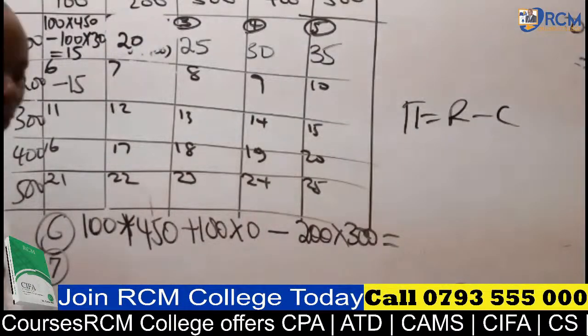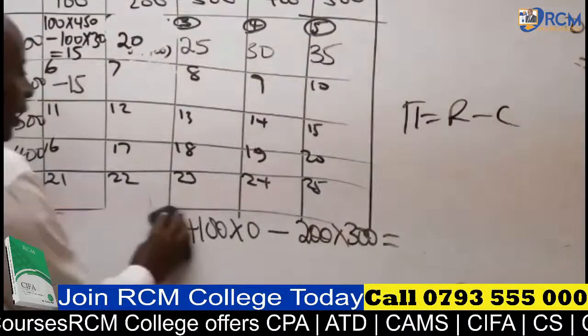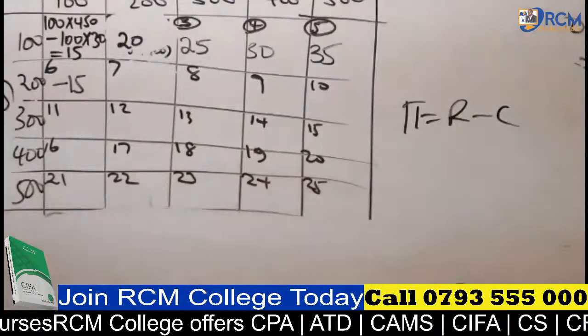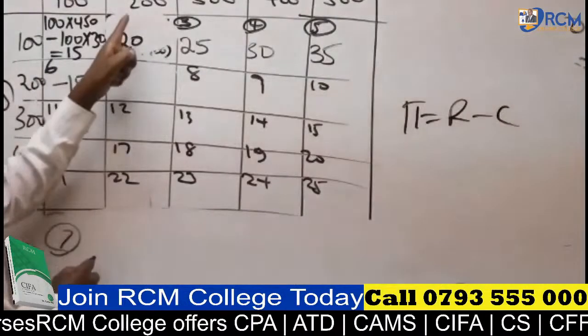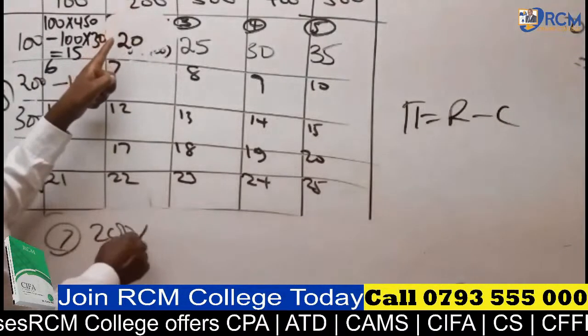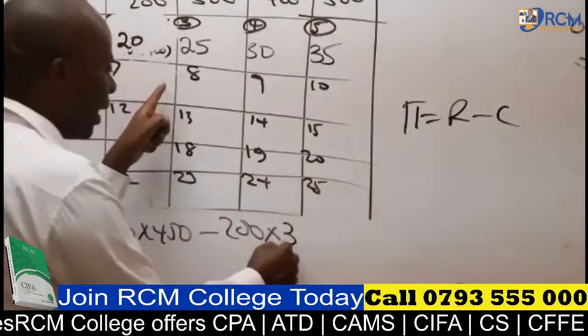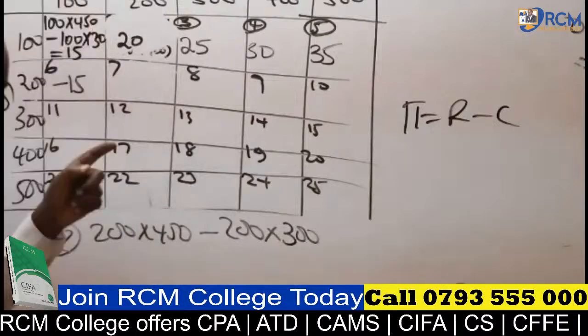So for cell number 7, ladies and gentlemen, this is what I have. For cell number 7, we supplied 200. Demand is 300, so we shall sell 200 at 300. So somebody is giving me what figure here? Cell number 7, somebody is giving me 30,000.